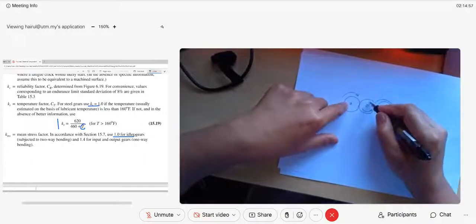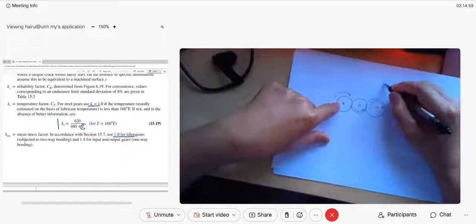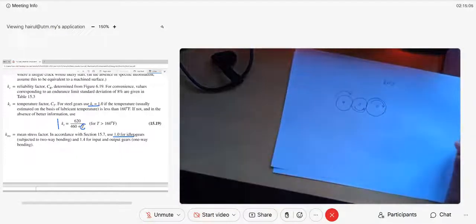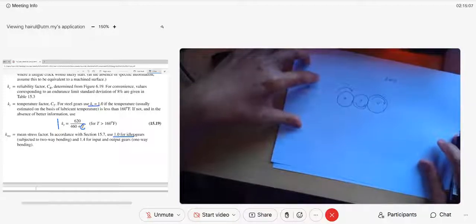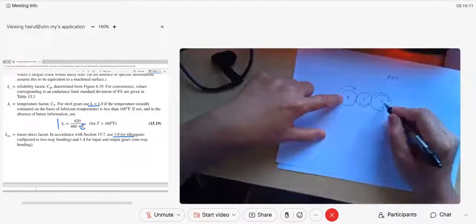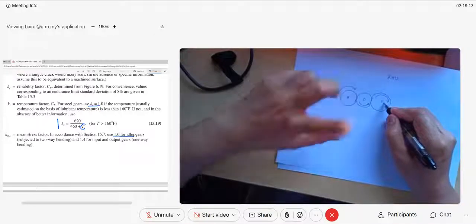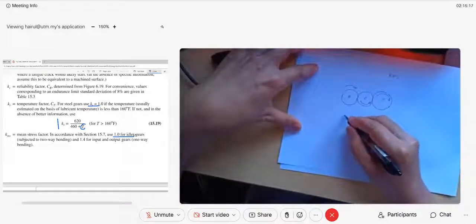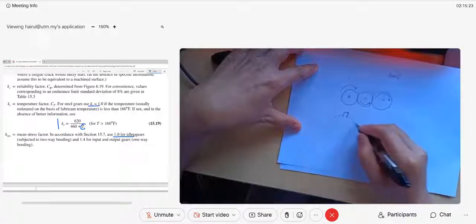Okay, the idler gear. Why the idler gear? We are talking about KMS, the mean stress factor, because it is 1. Because of the idler gear. Okay, we look at the input gear. The input gear and output gear are not idlers. Let's say this is the tooth of your input gear. I just draw one tooth only.